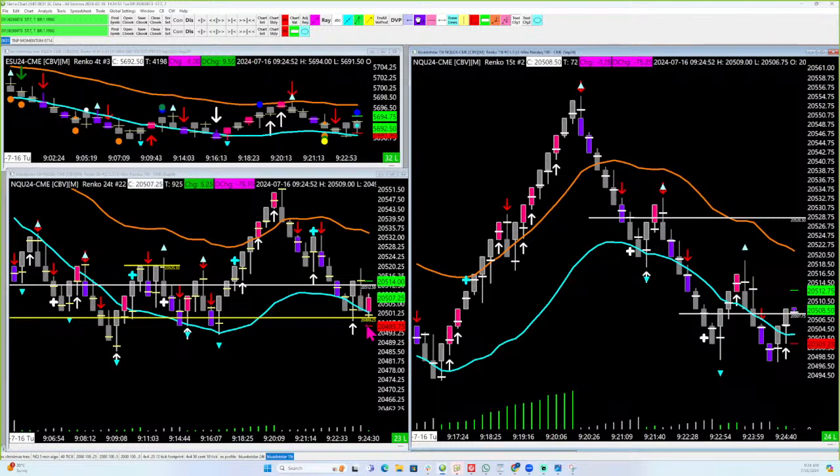Point of control's got to get back above there a second time. The first time's the best time. So you may just want to wait for a new cycle if you can't take multiple stops. I'm up pretty huge this morning, so I'm just going to take my trades as they pop along.